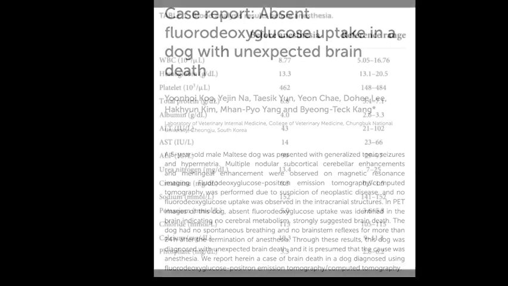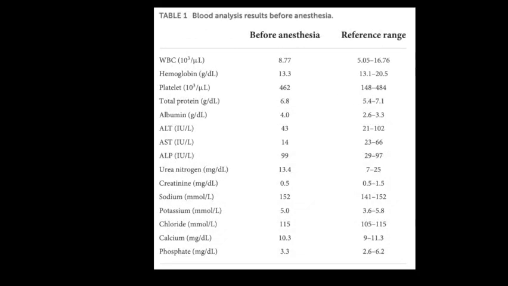canine patient. Multiple nodular subcortical cerebellar enhancements and meningeal enhancements in the cerebellum and cervical spinal cord were observed on contrast magnetic resonance imaging. Although this MRI pattern has never been reported in dogs, it has been reported as a metastatic lesion in humans. Therefore, screening for primary tumor and evaluation of cerebellar lesion in this case was required. PET computed tomography was performed immediately after MRI to screen for primary or metastatic brain tumors.